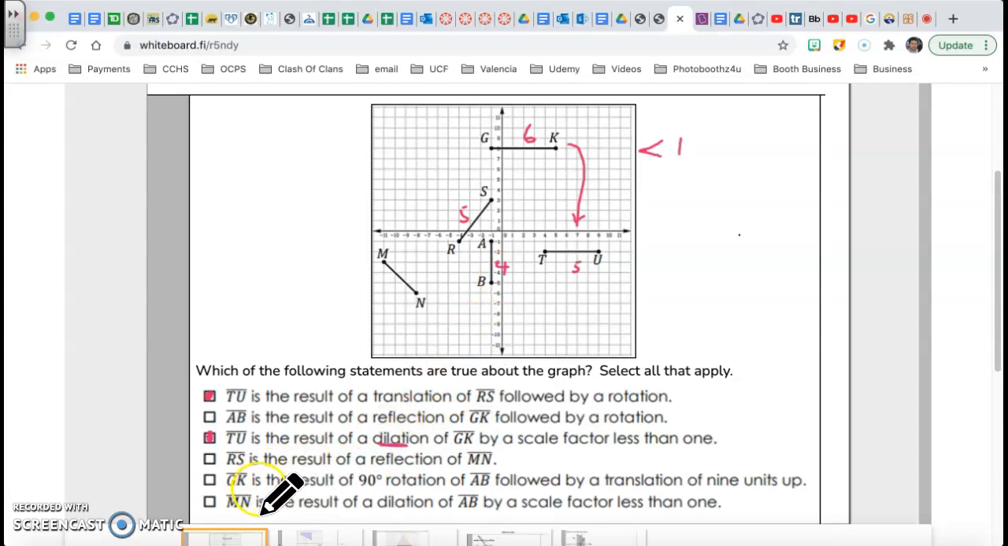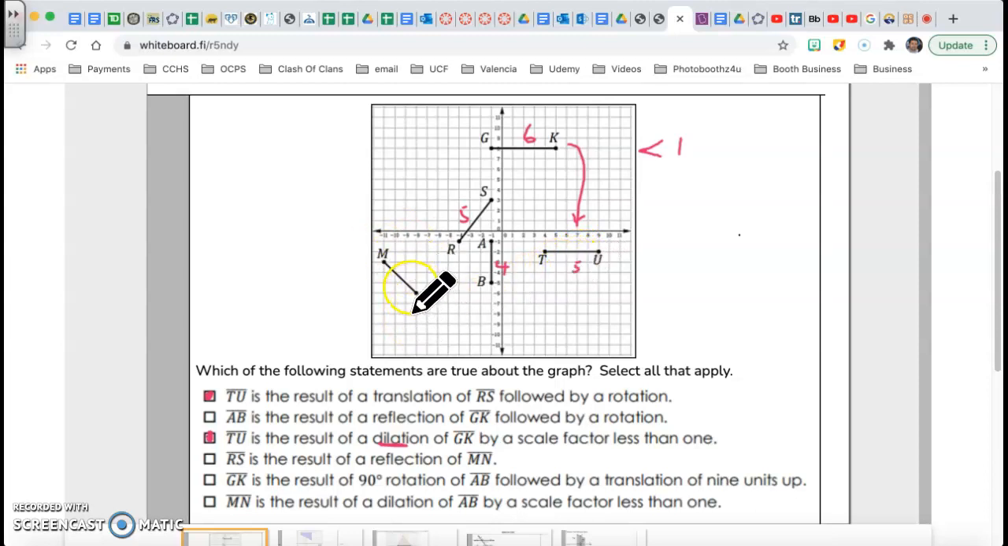Next statement: MN is the result of a dilation. Oh, okay. MN, dilation of AB by a scale factor less than 1. First of all, I will need a dilation and a reflection. You see, we had a dilation here from GK to TU because they're horizontal. They have the same direction.